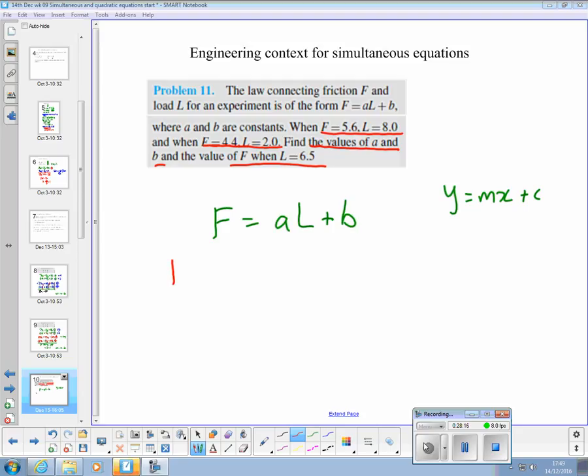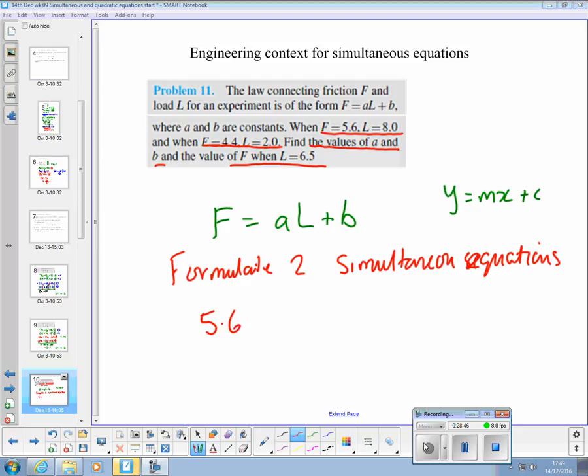We need to formulate two simultaneous equations. We've got two sets of data, so we can form two versions of that equation, can't we? It's telling us when F is equal to 5.6, L is equal to 8. So we put 5.6 is equal to 8 times a, because L is 8, plus b. That's one simultaneous equation.